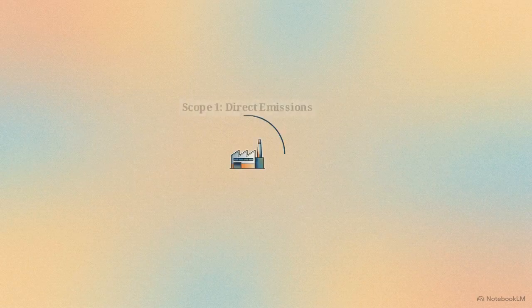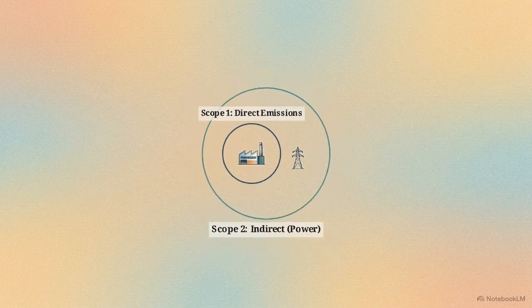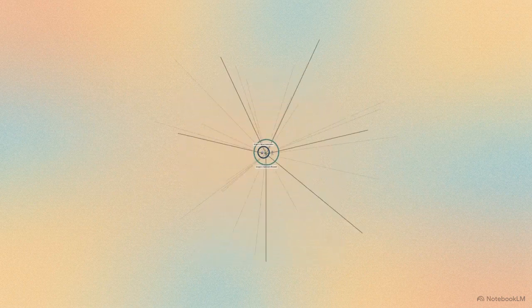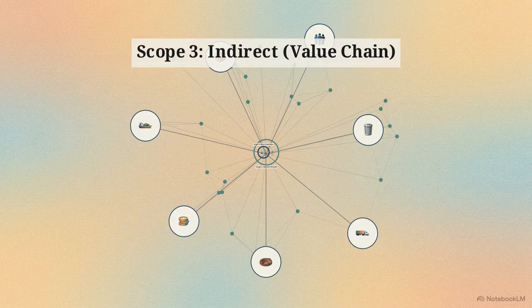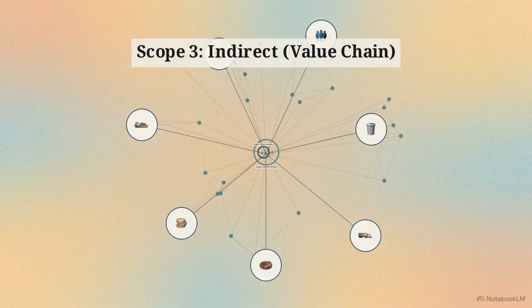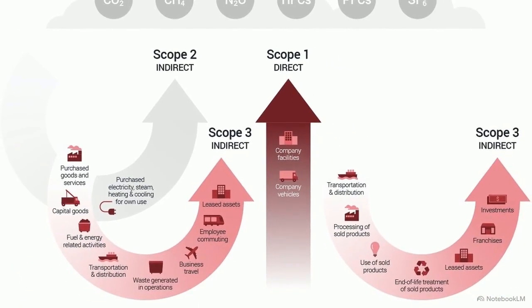The factory's own equipment and the electricity it buys to keep the lights on make up Scope 1 and Scope 2 emissions. But when we account for the massive network supporting that building, the direct emissions from the site itself represent a small fraction of the total footprint. This diagram illustrates the complete picture. With Scope 1 and 2 in the center, we are left with Scope 3, 15 categories of indirect emissions.